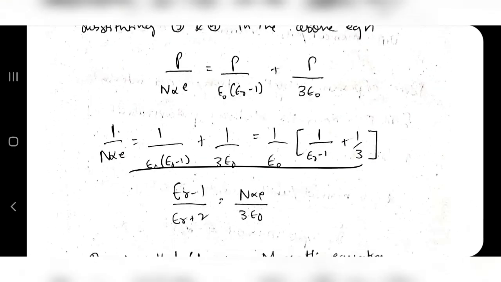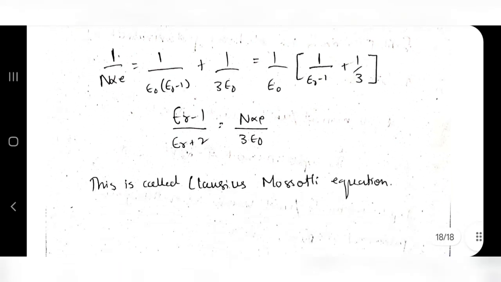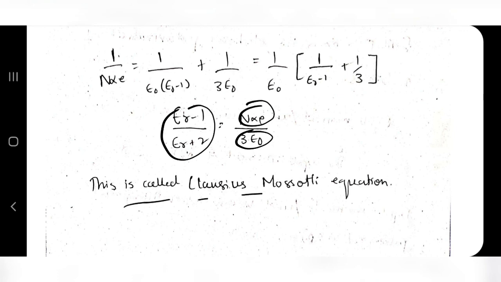After we simplify these things, we will get ER minus 1 by ER plus 2 is equal to n alpha by 3 epsilon naught. This is called the Clausius-Mossotti equation.